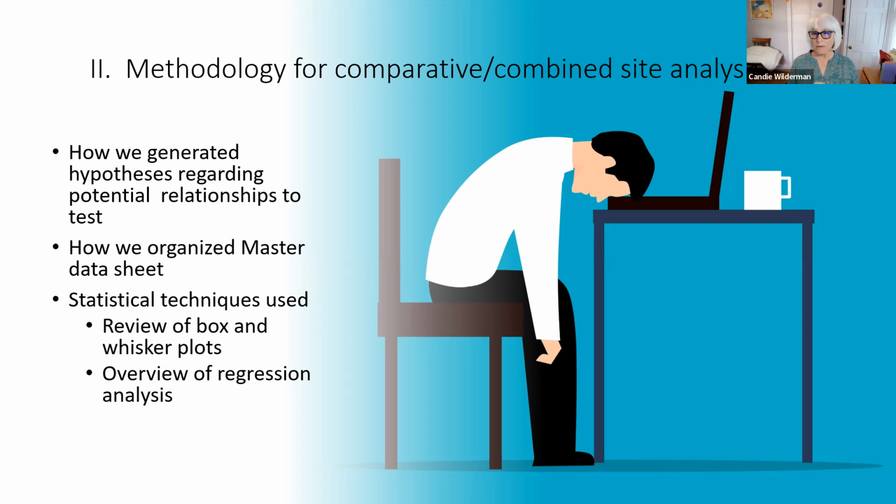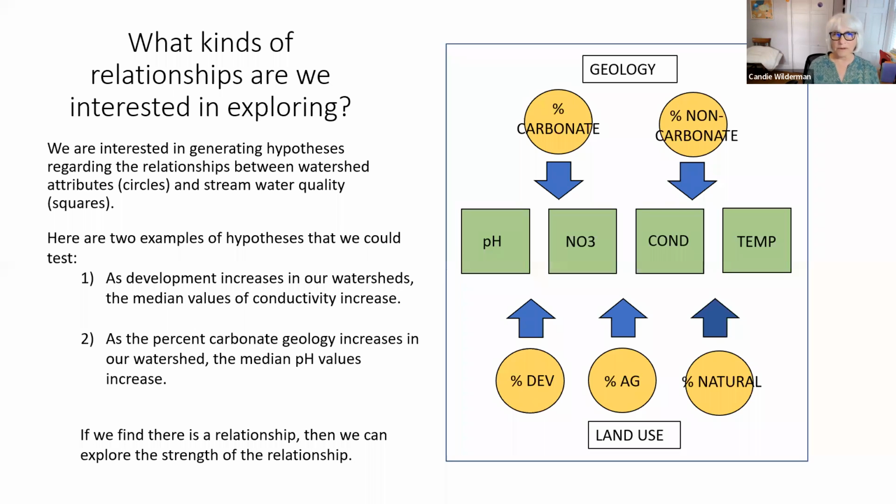I'm going to talk about box and whisker plots, which if you've come to former workshops, you've heard about a bit. And then also regression analysis, which is a very common method that I know a lot of you have experience with. So first of all, generating hypotheses, what are we talking about? What kinds of relationships are we interested in exploring? So we want to generate hypotheses regarding relationships between watershed attributes and stream water quality scores.